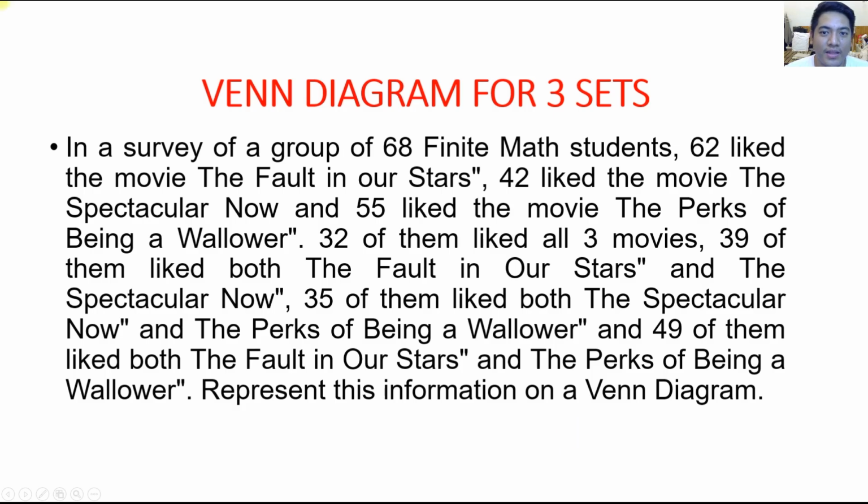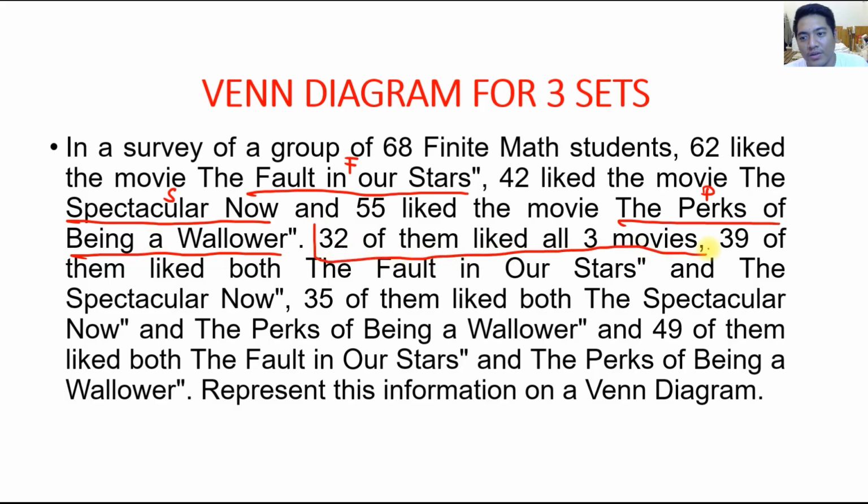For example, in a survey of 68 finite math students, so 68 voted, 62 like the movie The Fault in Our Stars, so you have a set labeled set F. 42 like the movie The Spectacular Now, so that is set S. And 55 like The Perks of Being a Wallflower, let's label it as set P. 32 of them like all three movies, meaning S intersection F intersection P is 32. This is the value that we are looking for.